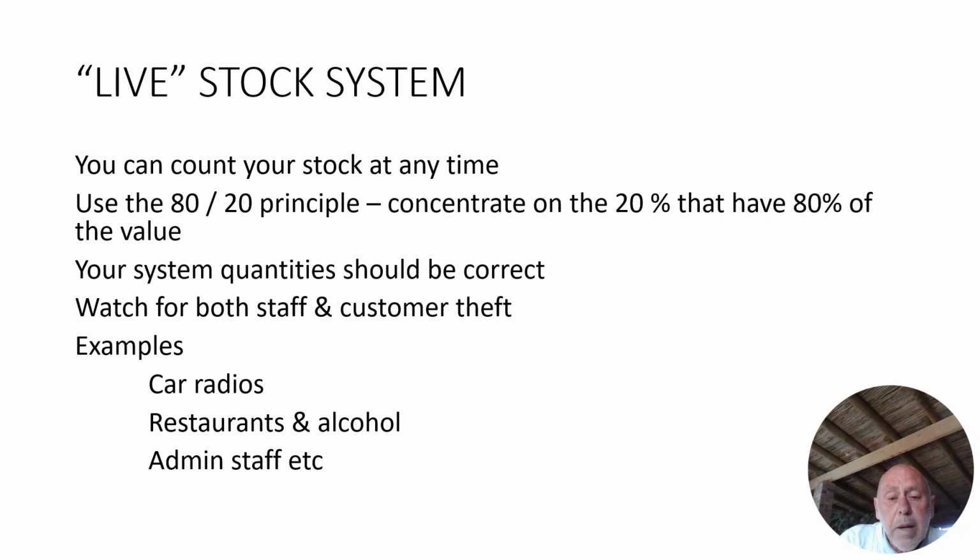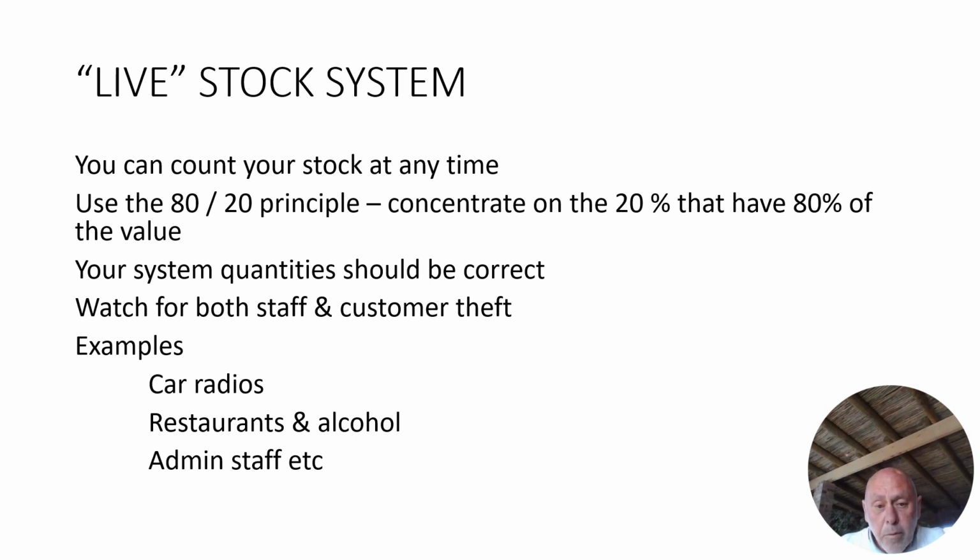One of the things you've got to make sure is that your admin system actually works properly. The paper trail, I suppose, is what the accountants call it. But I'm stating here that you can count your stock at any time. And I'm saying use the 80-20 principle. Is you concentrate on the 20% of your stock that have 80% of the value. It always makes sense, that.